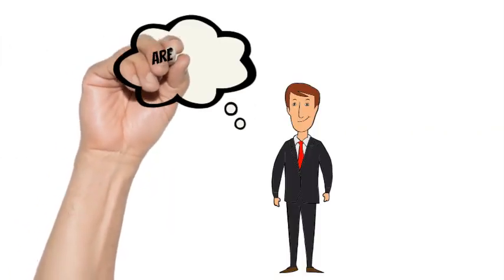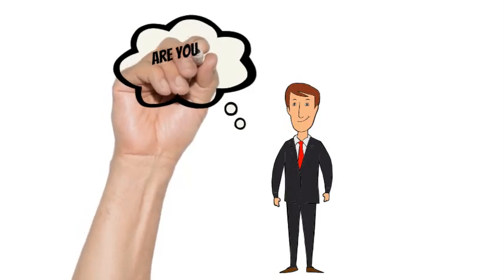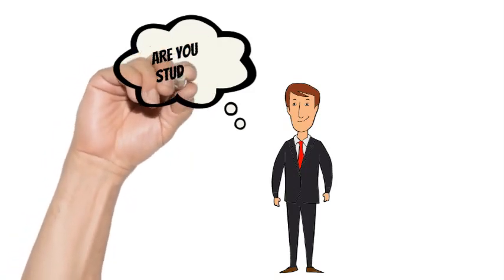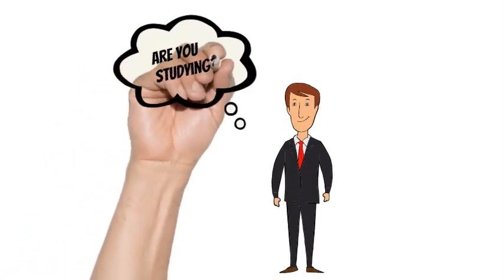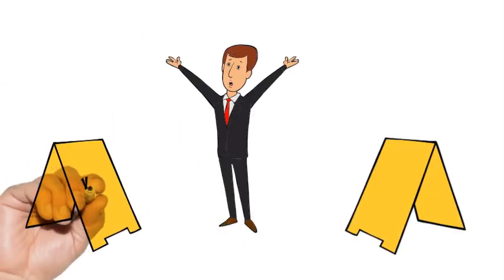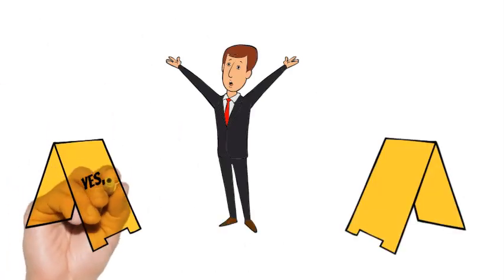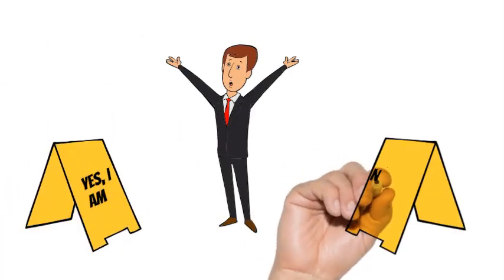To ask a question, we switch the order of am, is, and are with the subject. Like this. Are you studying? For yes or no questions, we can answer simply with yes, I am, or no, I am not.